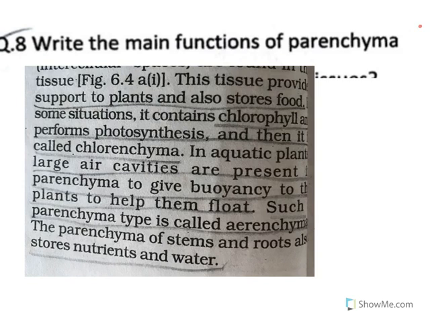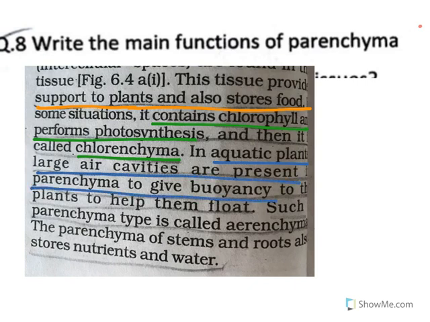Write the main functions of the parenchyma. So this is from your textbook. The first function is it provides support to the plants and also stores food. The second function, it contains chlorophyll and performs photosynthesis, and it is called the chlorenchyma. Then in aquatic plants, large air cavities are present in the parenchyma to give buoyancy and help the plant to float. This is called the aerenchyma.